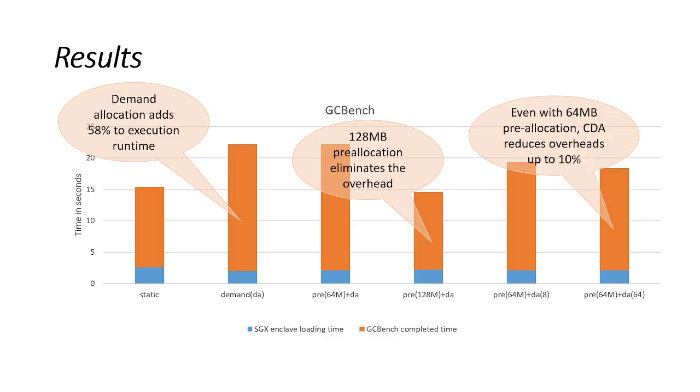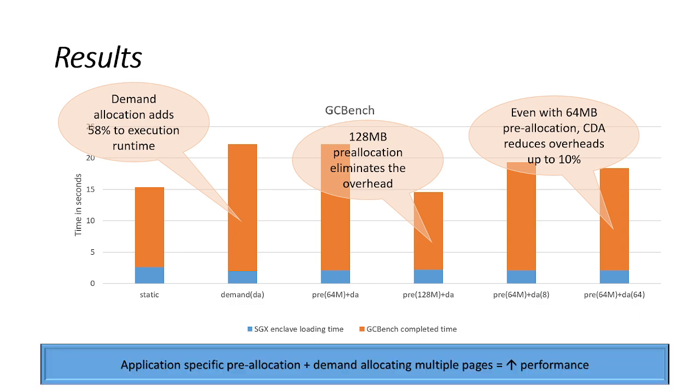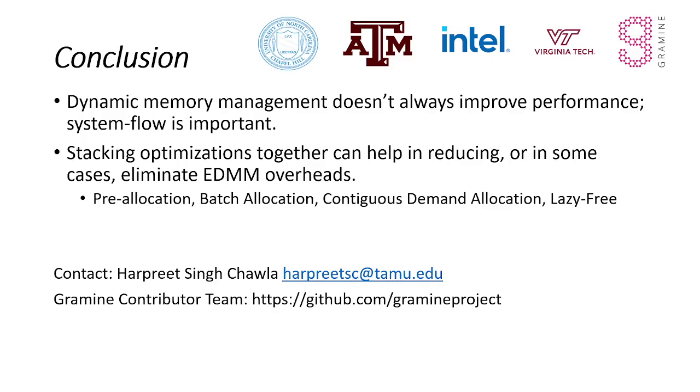Even if you use a pre-allocated memory of 64 MB, contiguous demand allocation for 8 and 64 pages shows approximately 5 to 10% improvement on demand allocation and demand allocation with 64 MB pre-allocated. To summarize, application-specific pre-allocation and demand allocating multiple pages improves performance. Through this work, we want to emphasize that dynamic memory management doesn't always improve performance. It depends on the system flow.